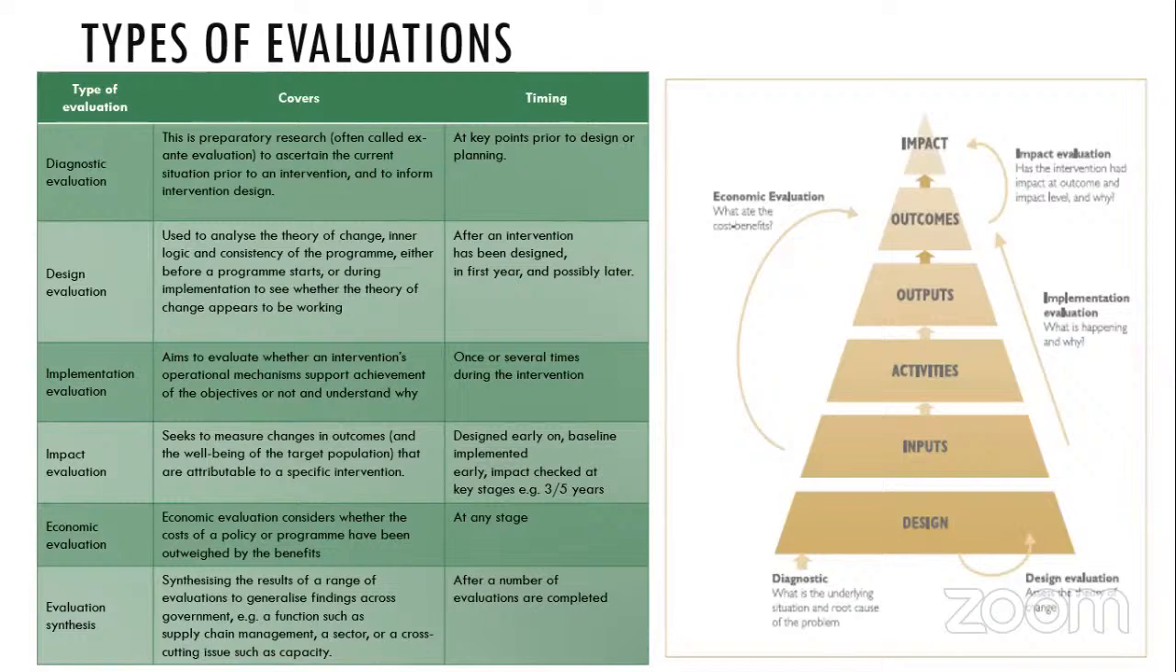This is where we're synthesizing the results of a range of evaluations to generalize findings across government. For example, a function such as supply chain management, which is an area rife with irregularities at times, a sector, or cross-cutting issues such as capacity. And this is usually done after a number of evaluations have completed. So you see this lovely diagram that we found in our research, which looks ultimately to the ultimate goal of impact and employs these different types of evaluations to see, what is the impact that this intervention is having on the population at large?